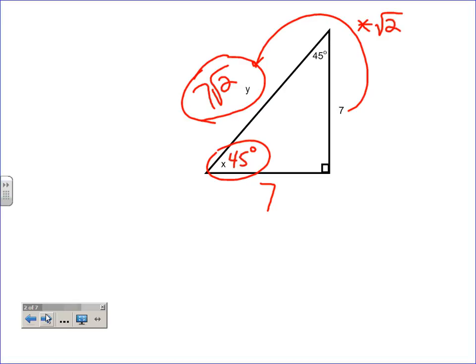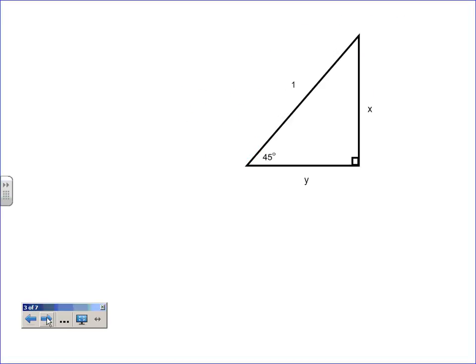Please realize it only works for these particular triangles. So the difference here, I gave you the hypotenuse. Here is where being in advanced math is going to be slightly more difficult. Because if you follow your cheat sheet, what does it tell you to do to get to a leg? Divide by the square root of 2. So in other words, it's 1 divided by the square root of 2.